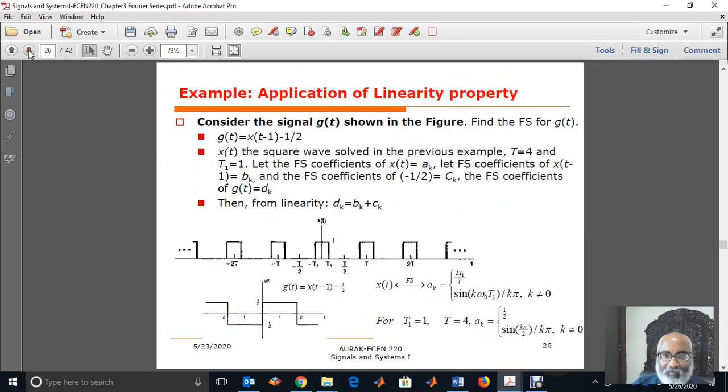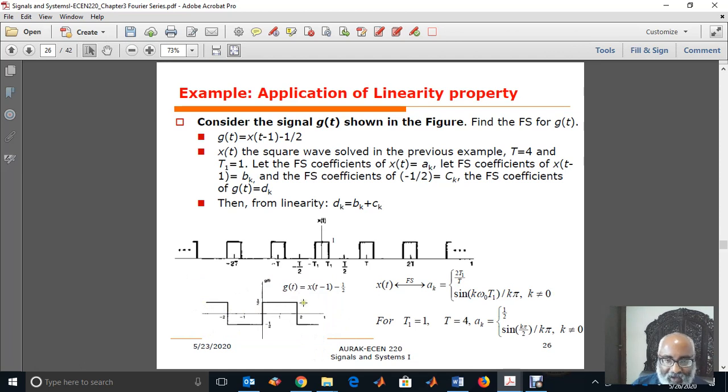Okay, another example: let's find the Fourier series of this signal g of t. If you see this signal, this is a square wave. It is equal to half between 0 and 2 and negative half between 2 and 4, and then it will repeat. Okay, this is g of t. This is the function g of t.